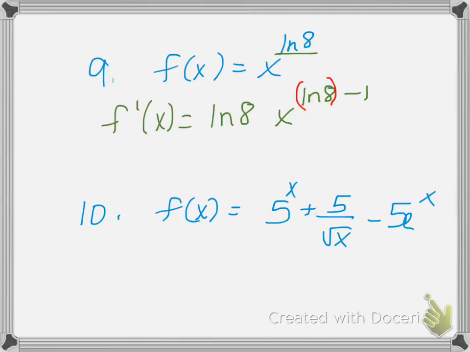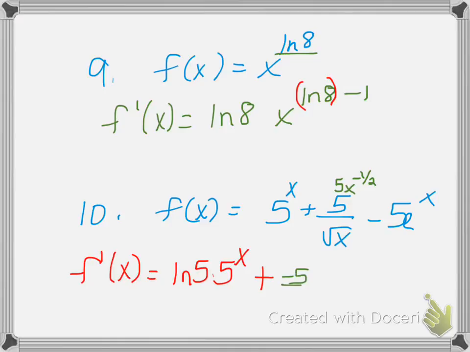Alright, number 10. I'm going to find the derivative of 5 to the x. So that's natural log of 5 times 5 to the x. Then I'm going to find the derivative of 5 over square root of x. That's the same as 5x to the negative 1/2. So that would be negative 5/2 because I'm multiplying the 5 and the negative 1/2. X to the power, I do negative 1/2 minus 1. And then lastly it says 5e to the x, so I know it's a minus 5. The derivative of e to the x is e to the x, so we have e to the x in our answer.